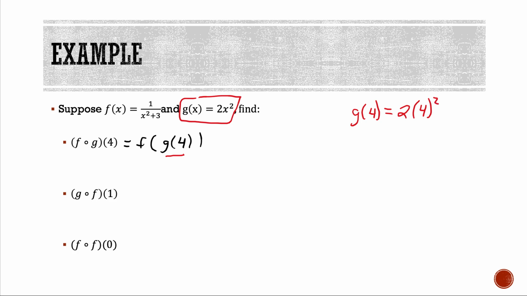I'm going to write the 2 down. Where I have the x, I'm going to put a 4, and then I'm going to put my squared term. And then I'm going to work that out. So powers first. So it's going to be 2 times 16, and that's going to equal 32. So when we do our first substitution, and I ask you what is g of 4 equal to, g of 4 is equal to 32. And so we're going to substitute that in.